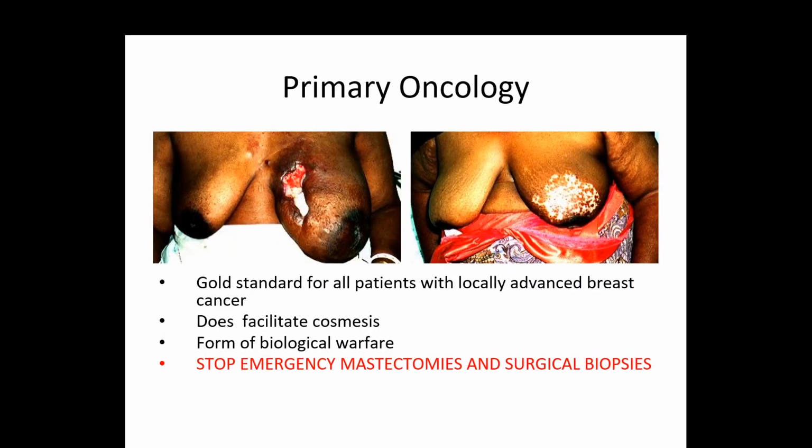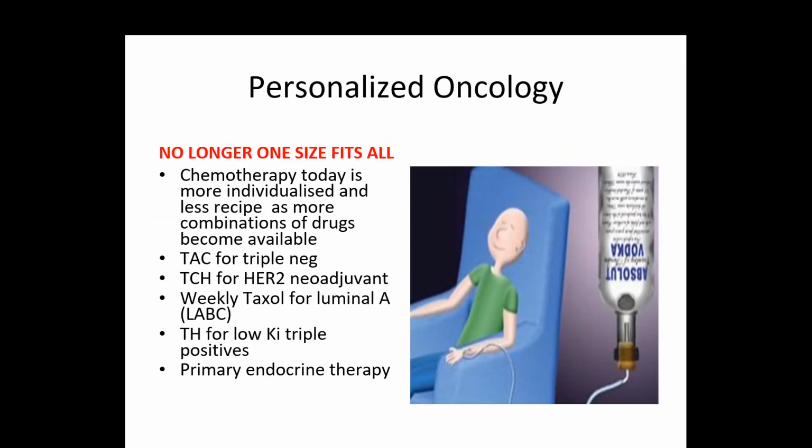So here's an example of someone who's had primary oncology care, the gold standard in all locally advanced breast cancers. She actually never even had surgery. So she went from primary chemo to nothing. We can facilitate cosmesis. It's a form of biological warfare. We've got to stop the generalist emergency mastectomy and surgical biopsies.